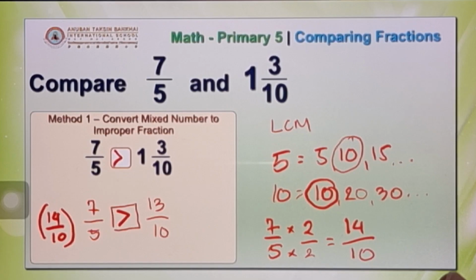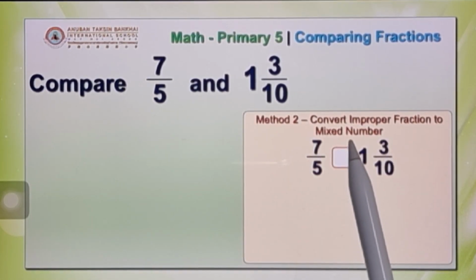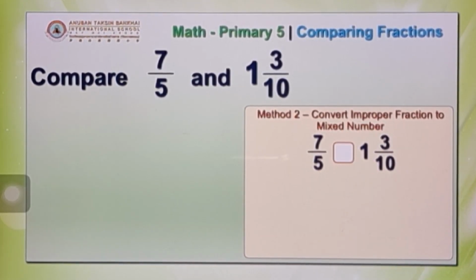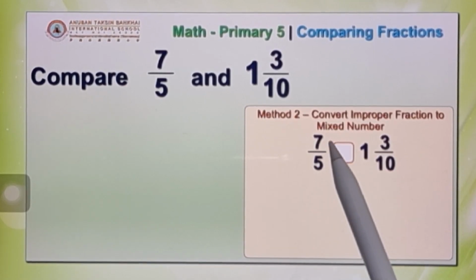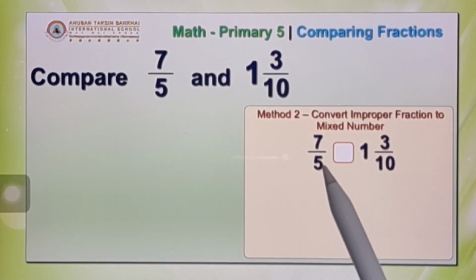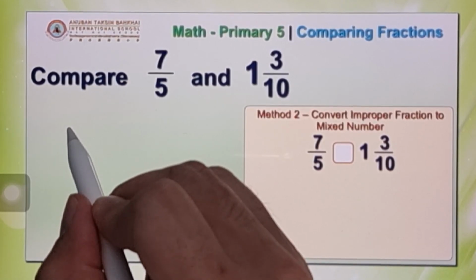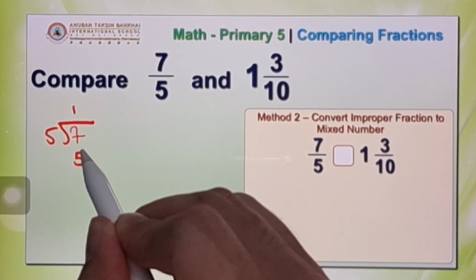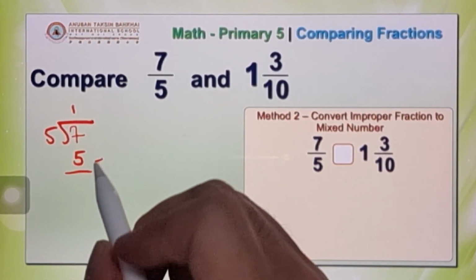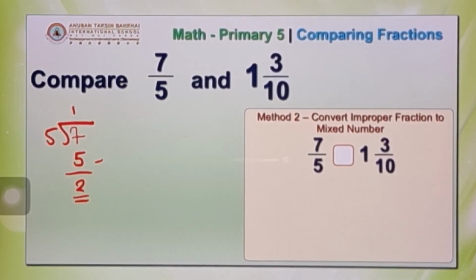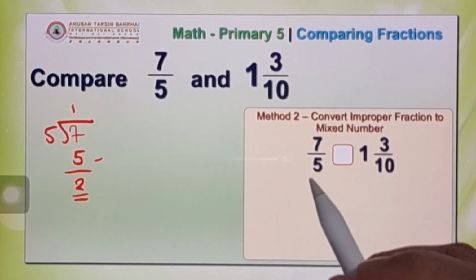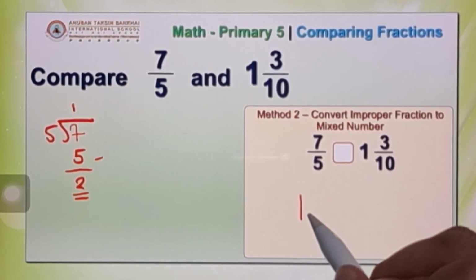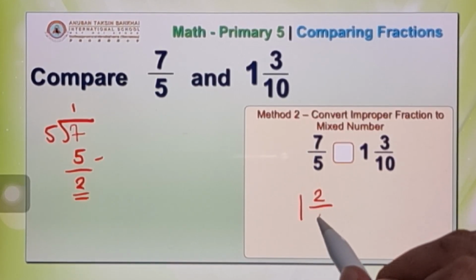Okay, now let's have method number 2. Method number 2, we can convert the improper fraction to a mixed number. So therefore, this is our mixed number. Let's change this. We divide 7 divided by 5. So that would be 1. 1 times 5, we have 5. 7 minus 5, we have 2. So therefore, we have 1, this one, this is our quotient. 1 and 2 over 5.